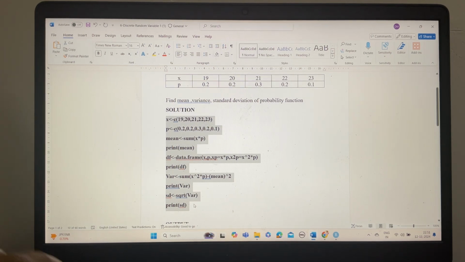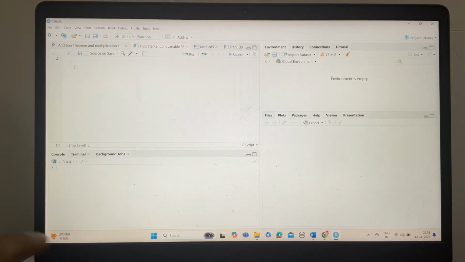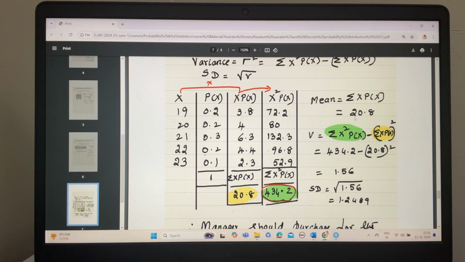Now we are going to execute this in R programming. Let us start in R. The values of x are being entered; let us run this, and it will be displayed here. In the environment, you can see the variable values and their corresponding probabilities. And what is the mean? The mean is given by sum of x star p. Look at the mean in the environment, we got it as 20.8. Do we get the same value when we did it manually? Yes, it is 20.8.